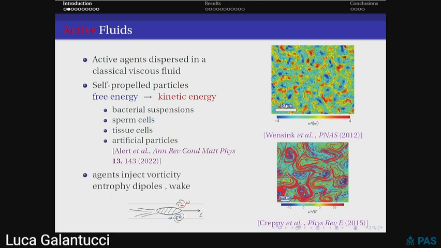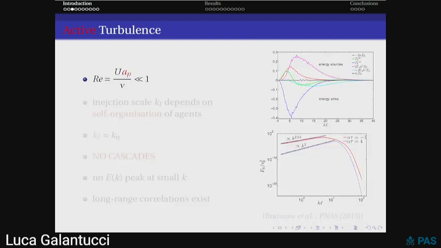So how things work, very briefly, is that you have an active agent, which is shown here in an elongated shape, which moves with a velocity, and while it moves, it injects vorticity into the flow, either by dipoles, so you see in red and blue here positive and negative vorticity respectively, or by generating a wake. Here on the right column, you can see some vorticity fields generated by bacteria on top and sperm cells on the bottom, and also the corresponding streamlines.